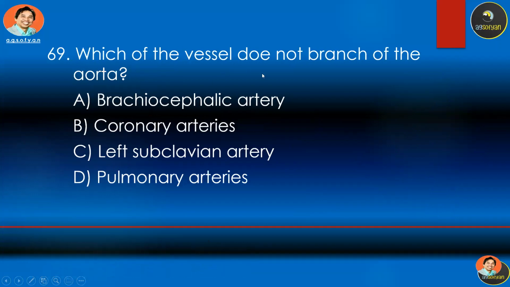Which of the vessels does not branch off the aorta? Brachiocephalic artery, coronary arteries, left subclavian artery, or pulmonary artery? Choose your answer. Of course, pulmonary arteries, because pulmonary arteries branch from the pulmonary trunk, not from the aorta.